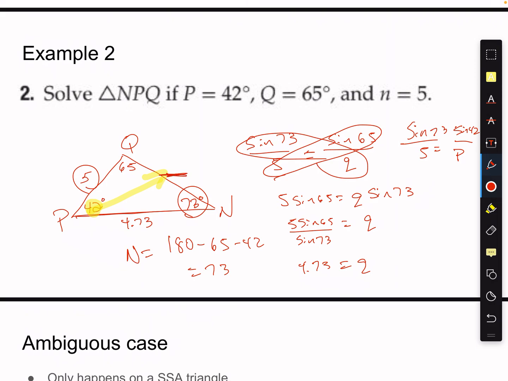All right, so I'll leave you with that, and then that'll be the end of this lesson. We'll pick up the ambiguous case of the law of sines next time. Thanks, guys.